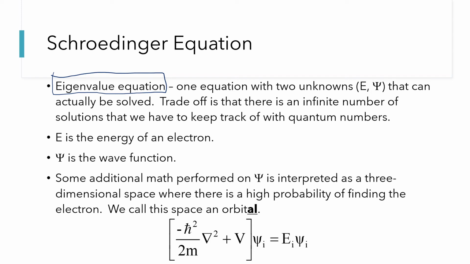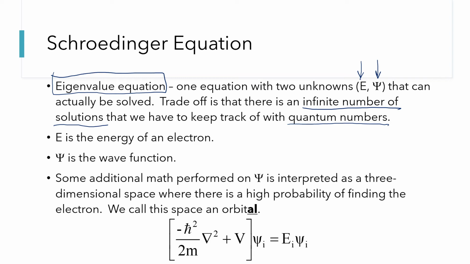So in this particular instance, we have one equation, the Schrodinger equation, and two unknowns. We're going to have E and psi as our unknowns. And we can actually solve this one equation with two unknowns, but there's a trade-off. Instead of getting one unique solution, we're going to get an infinite number of solutions. And towards the end of this chapter, we're going to introduce something called quantum numbers, which are more or less just a system of keeping track of this infinite number of solutions.